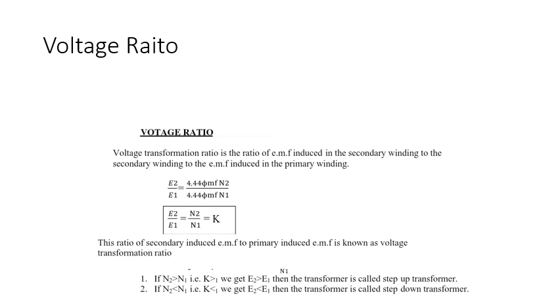If N2 is greater than N1, meaning we have more turns in the secondary than in the primary, then K will be higher. It means E2 will be higher, and that is called a step up transformer. In a step up transformer, the second coil has more turns than the first. Whereas in a step down transformer, N2 is less than N1 and E2 will be less than E1. So in the step down, we must have fewer turns in the second coil. By using the ratio, we can calculate these values.